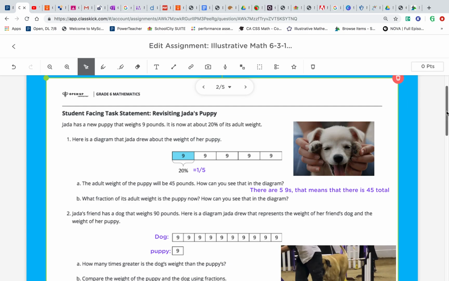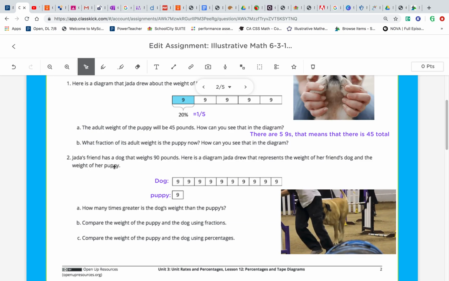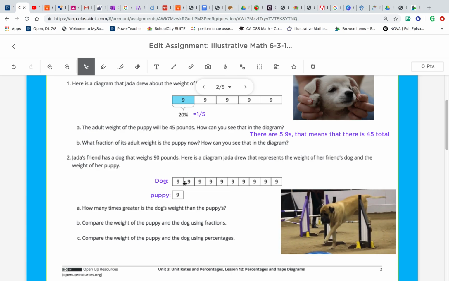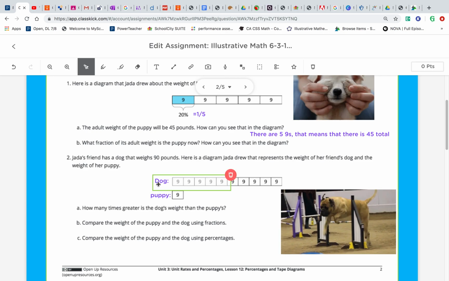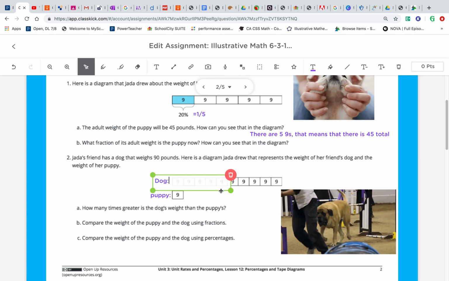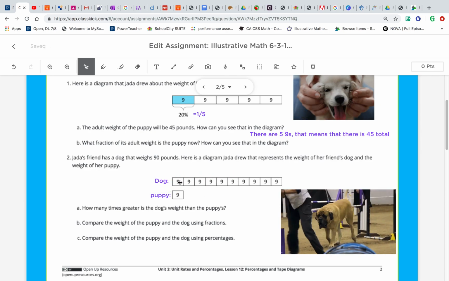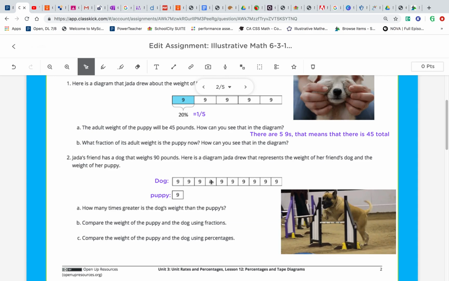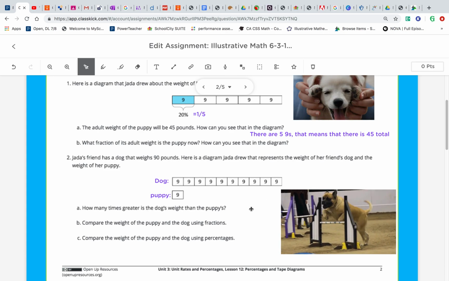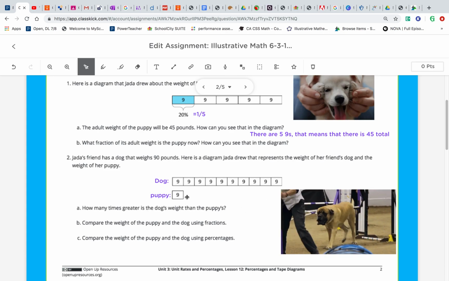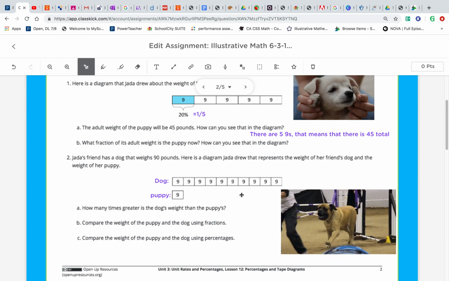Let's look at number 2 here. Jada's friend has a dog that weighs 90 pounds, and here is a diagram that Jada drew that represents the weight of her friend's dog and the weight of her puppy. Let me move this out of the way so it's not quite so big. If we look at all of these here, how many 9s are there? 1, 2, 3, 4, 5, 6, 7, 8, 9, 10. There are 10 parts. And for the puppy, remember the puppy weighs just 9 pounds right now. The dog weighs this much right now.